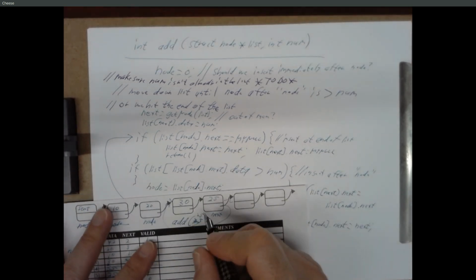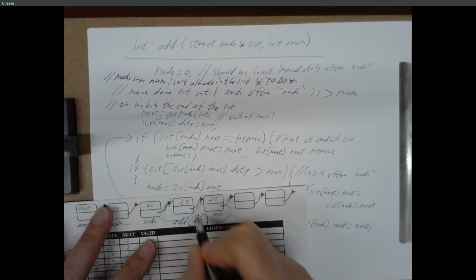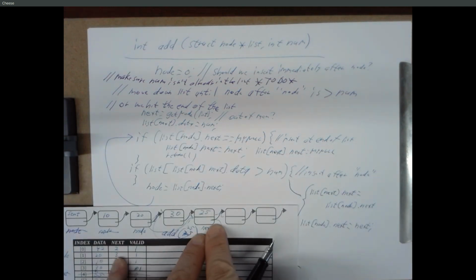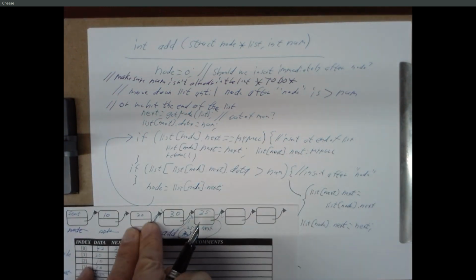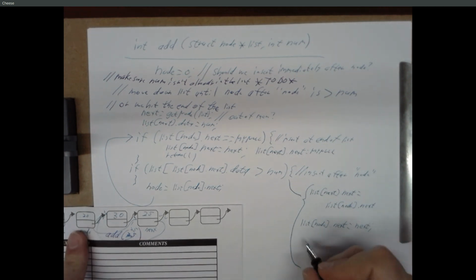All right, so we changed 25 to point to a 30. We changed 20 to point to a 25. We loaded the data value up here. We've set the next field here. We've adjusted the next field on node. Are we done? I think we're done. Return 1.